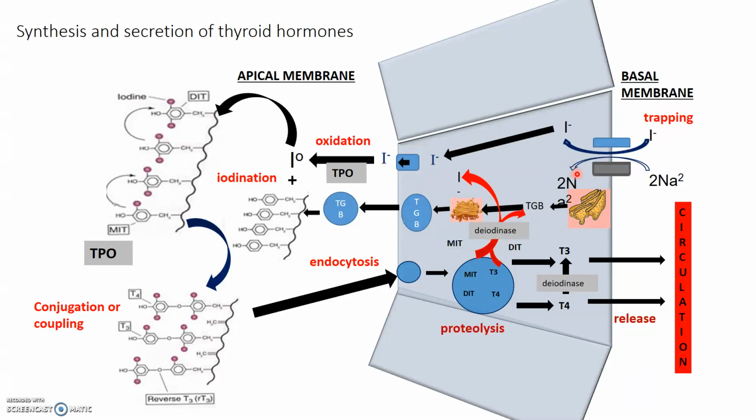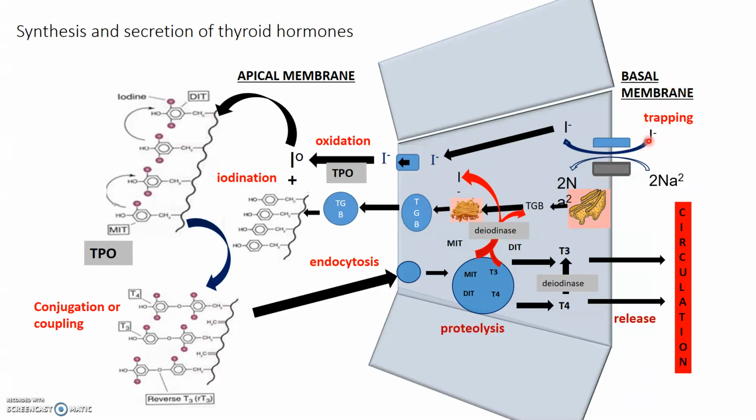The iodide ion, this I minus, is rapidly absorbed by the gastrointestinal tract and is actively taken up by a transporter, also known as the Na plus I minus symporter, or NIS, located at the basolateral membrane of the thyroid follicular cell. So this is the thyroid follicular cell, and this is the basolateral membrane.